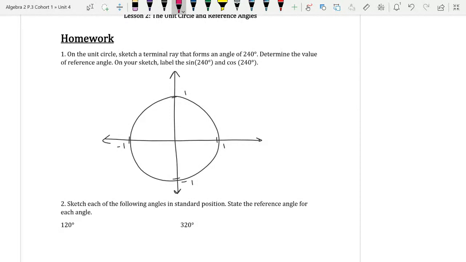So to sketch a terminal ray of 240, we already know the initial ray starts here on the x-axis. And then I'm going to turn around. I know I'm at 90 here, 180 here, 270 here, and 360/0 here. So 240 is going to be somewhere in quadrant 3. So I'm going to rotate around and then terminate somewhere here in quadrant 3.